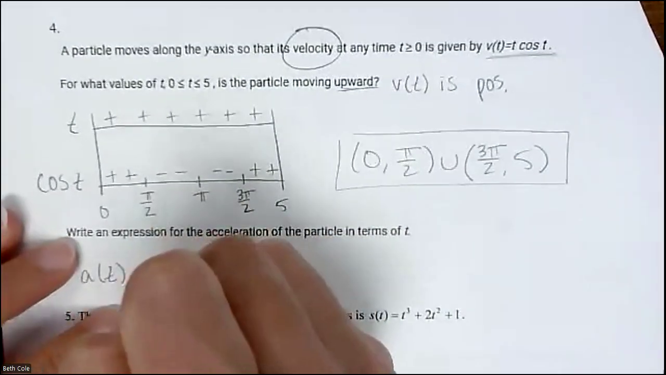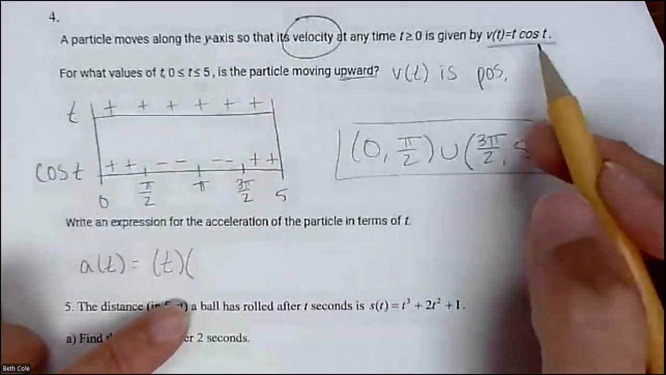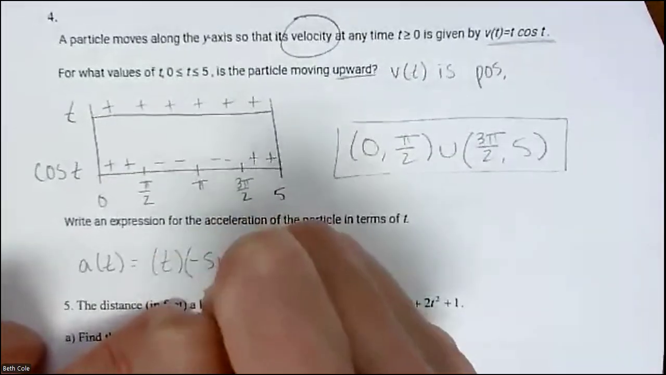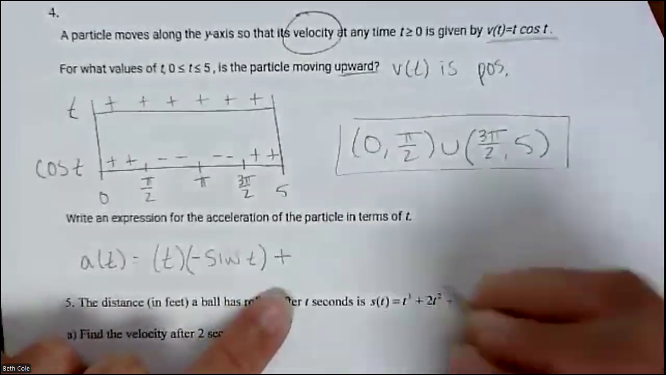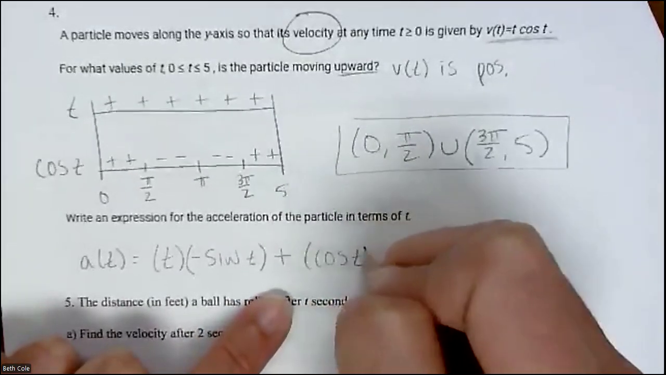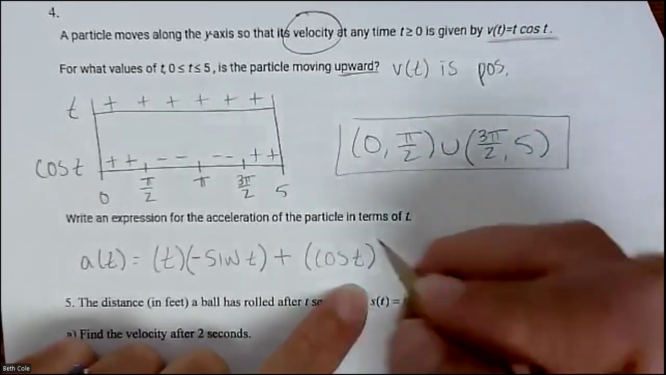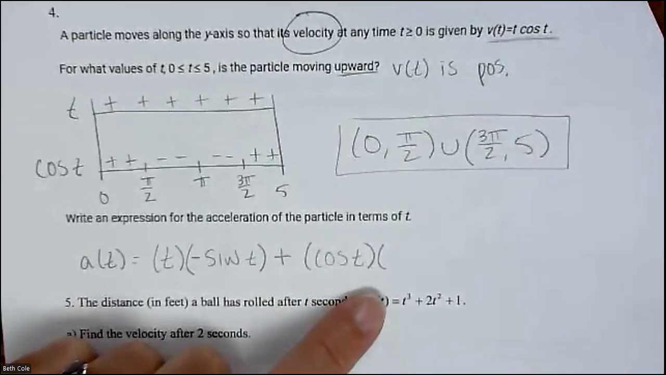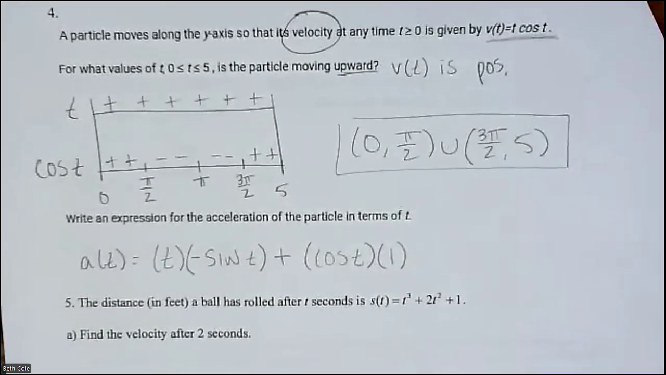The first thing, T. Good. What's your derivative of cosine? Negative sine. Perfect. Plus the second thing. I don't like when it's cosine of T. It looks like cost. And then derivative of the first thing. Derivative of just T is 1. If you don't want to write the 1 at this point, I will let that slide.